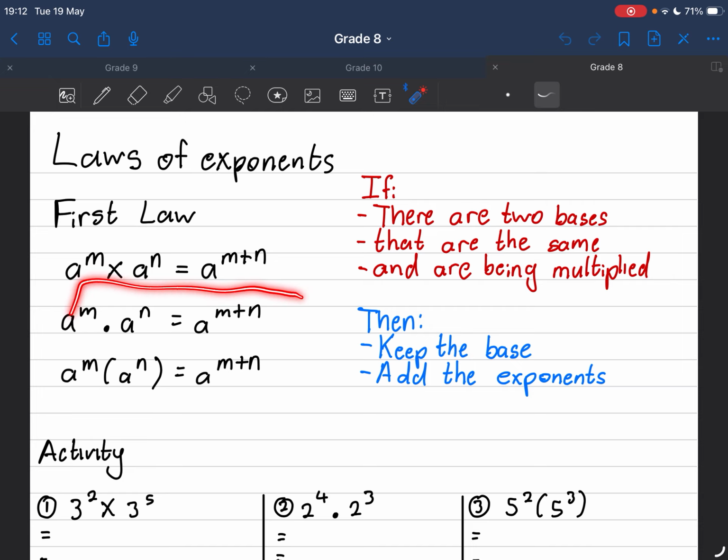Now, why are there two other lines here? It's because multiplication in maths can be written differently. So a to the power m times a to the power n is the same as putting a dot instead of a times sign, or bracketing one of those two terms. But the idea is that they're still being multiplied and still follow your first law of exponents.